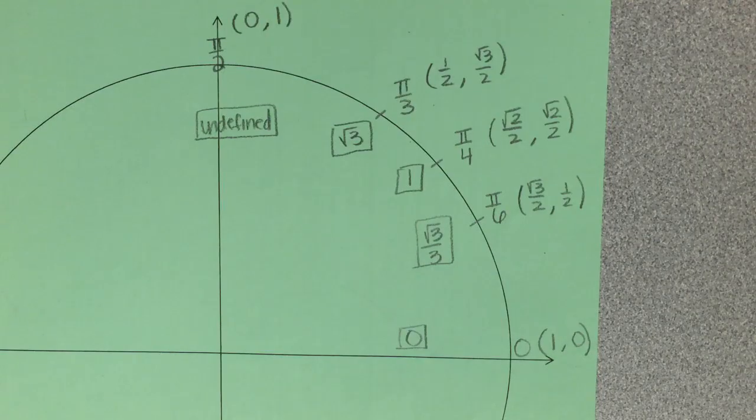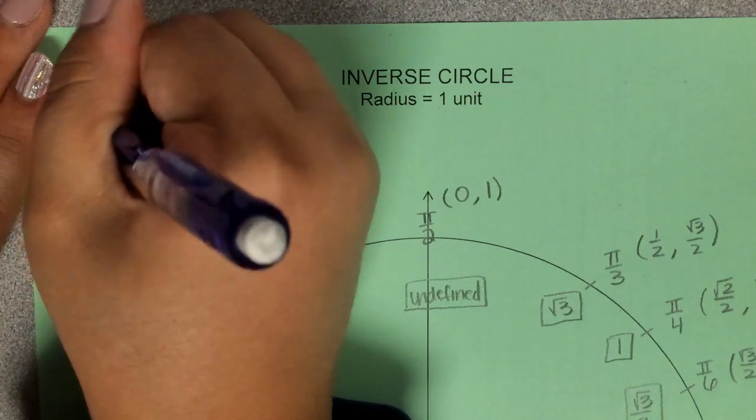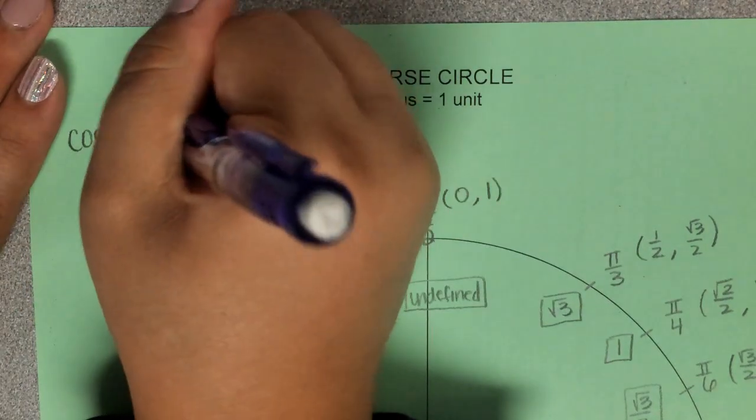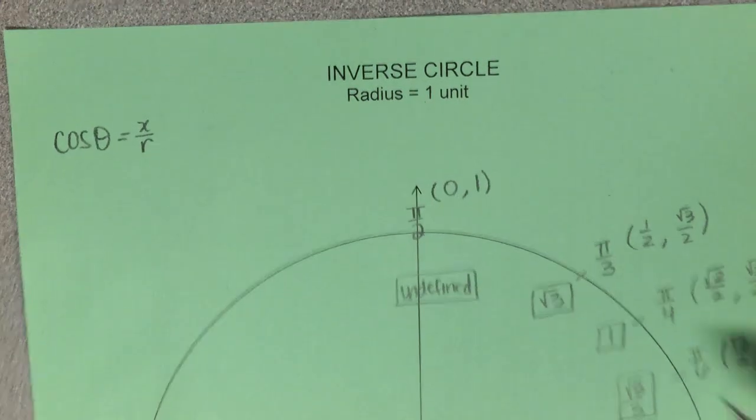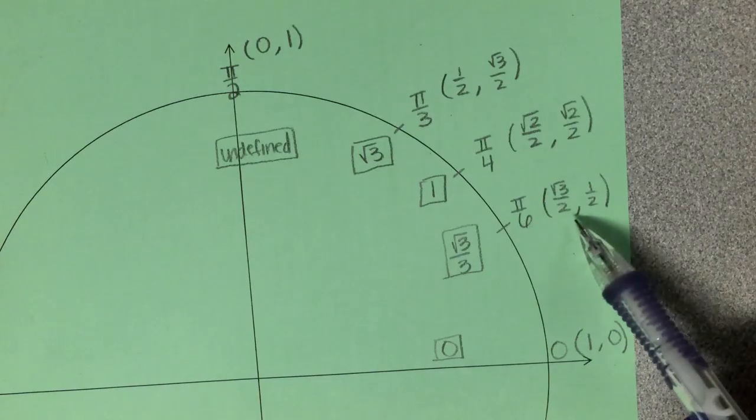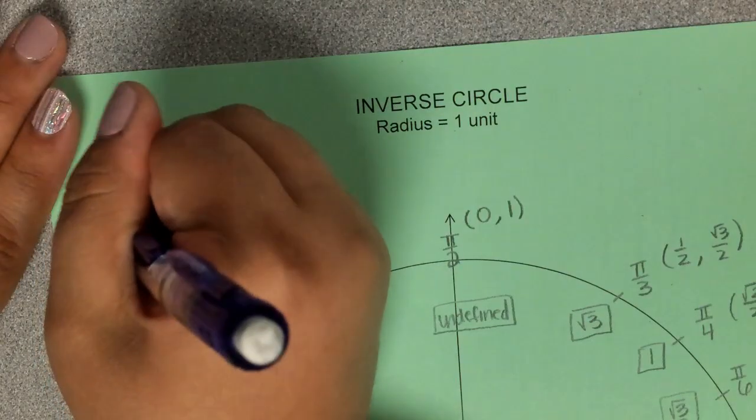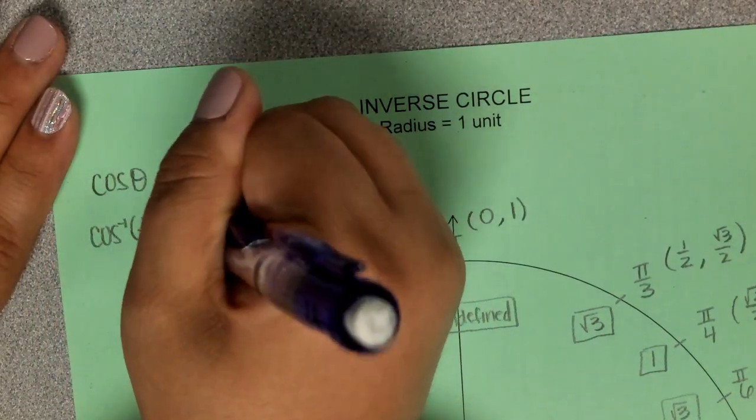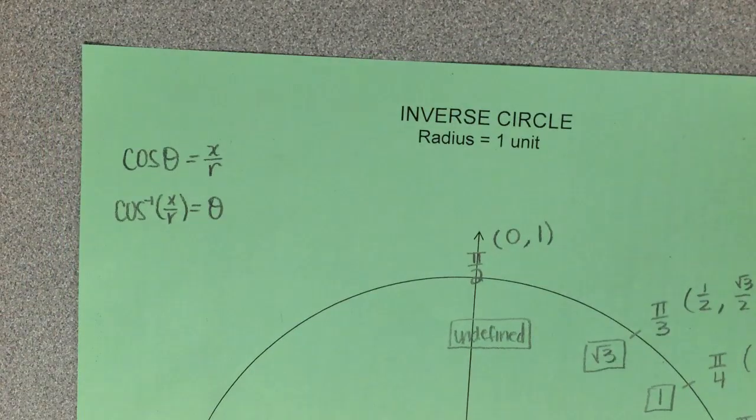Normally, last unit, you were taking the cosine of a theta, and you are giving me the x divided by r. Do you agree? The cosine of pi over 6 is square root of 3 over 2, right? This unit, you are going to give me the inverse cosine of x over r, and your answer is going to be a theta. Can you write that down at the top of your paper?